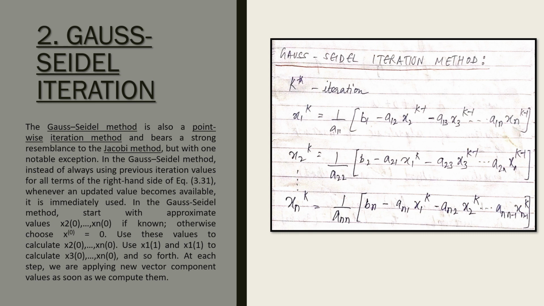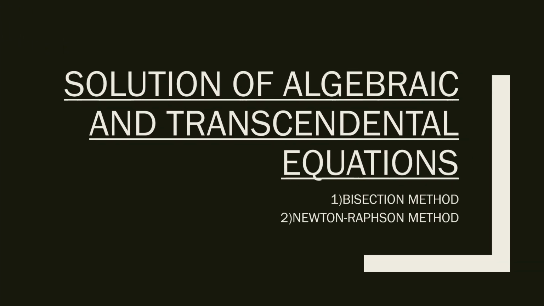So this was the iteration methods, the most common iteration methods which we use in our daily life. Okay, now let's discuss the solution of algebraic and transcendental equations. There are basically two methods. One is the bisection method, the most commonly used, and the second is the Newton-Raphson method. Okay, so let's discuss both.